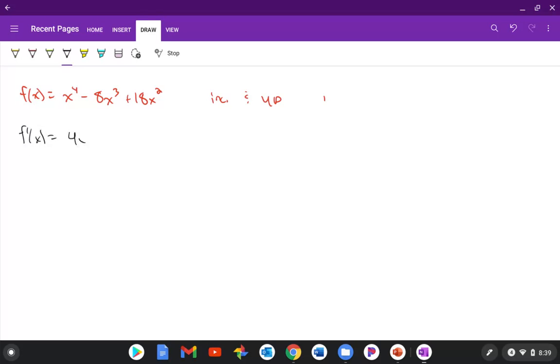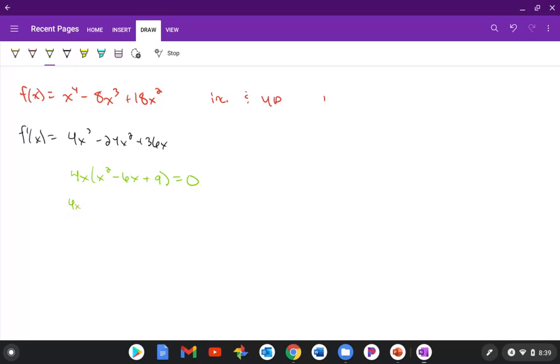F prime of x is 4x to the third minus 24x squared plus 36x. I like to stop here and go ahead and get my critical points. Set this equal to 0. And it looks like we're going to pull out a 4x. We're left with x squared minus 6x plus 9.